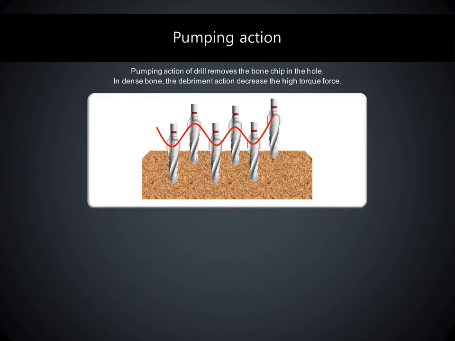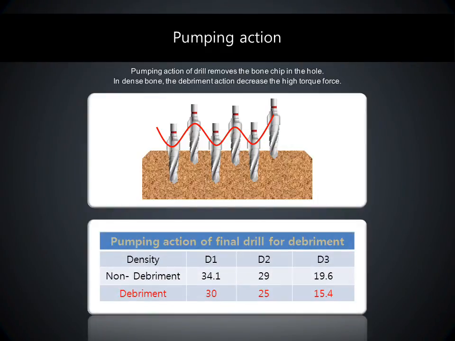Bone chips in the gap increase the fixture placement torque. The pumping action of the drill removes the bone chips in the hole. In dense bone, this debridement action decreases the high placement torque force. In soaked bone, no debridement action is recommended for high placement torque force. In test bone blocks of various densities, no debridement action increases torque force by 15 Newton-centimeter in the dense D1 block, 5 Newton-centimeter in the medium D2 block, and 4 Newton-centimeter in the soaked D3 block.